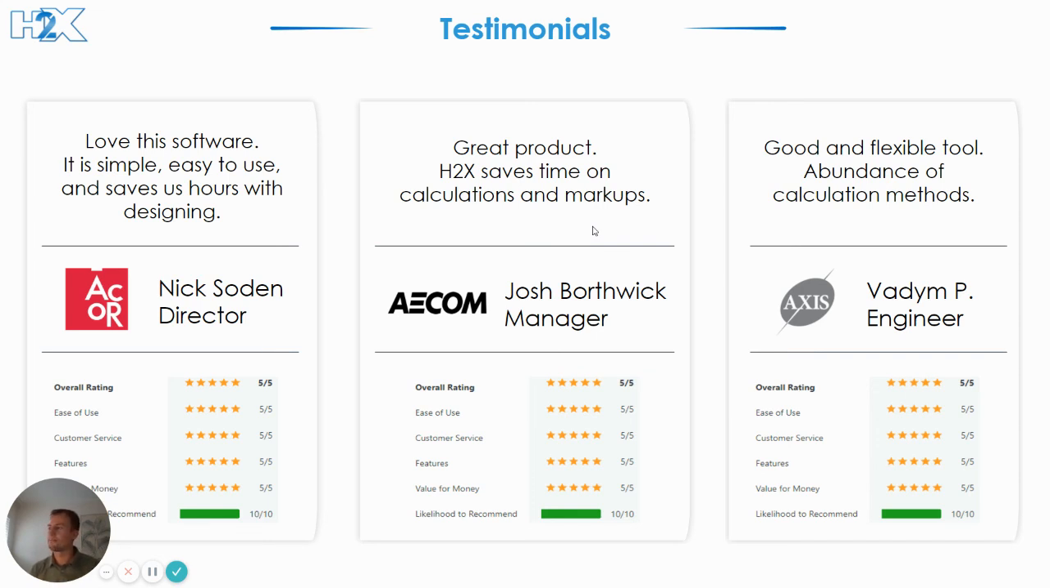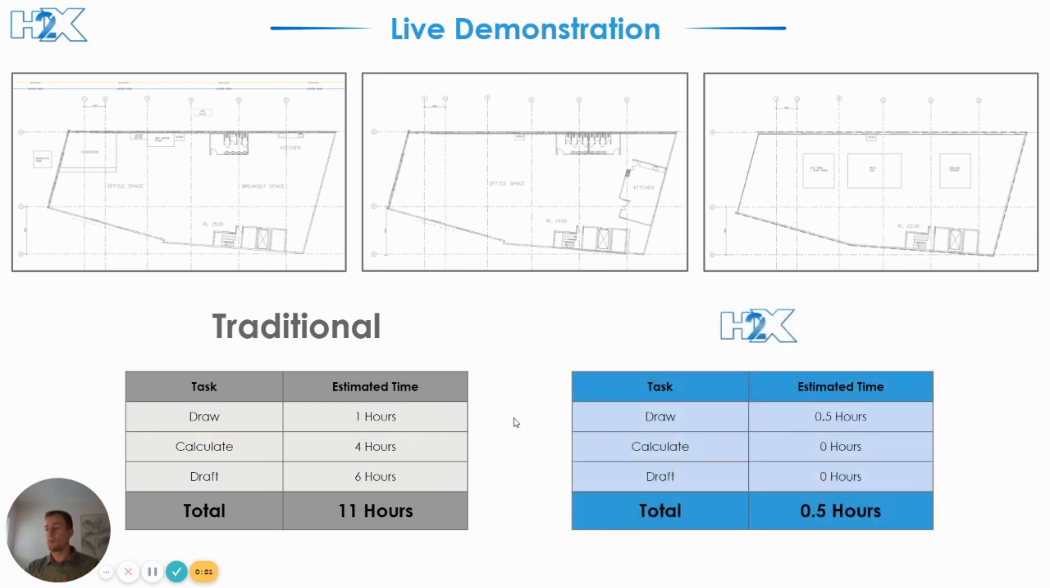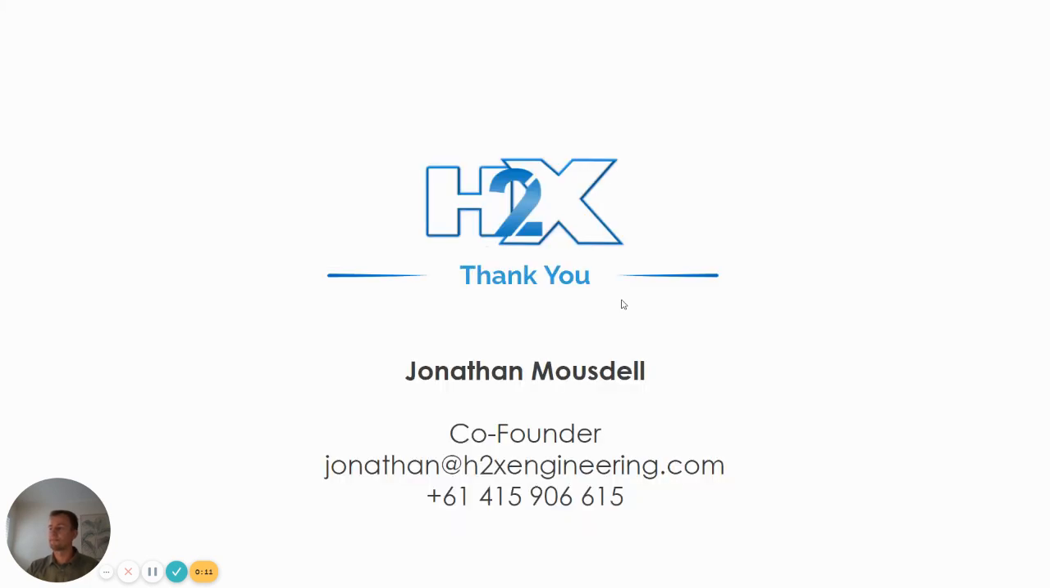So if this all does sound really interesting to you, we'd love to do a live demonstration where we go through these 3 PDFs that you see here. Traditionally, we've been told it takes about 11 hours to do this. And what we'll show is in H2X, we can draw it in half an hour, and the calculations and drafting tie into that as well. So just in half an hour, we'll design, draft, and calculate this building.